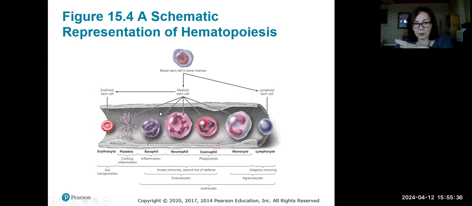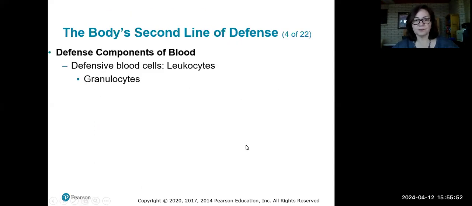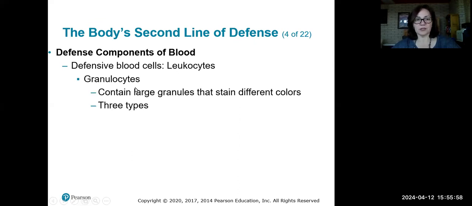And these 4 are the big players here. This last one, the lymphocytes, those play a much bigger role when we get to the adaptive immune defenses, and that's going to be in chapter 16. So we'll stay focused primarily on these 4. The leukocytes, specifically the granulocytes first.